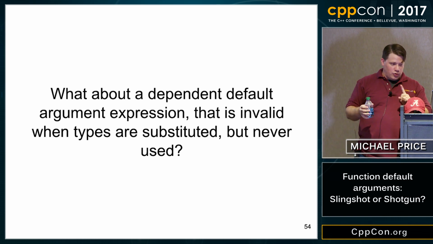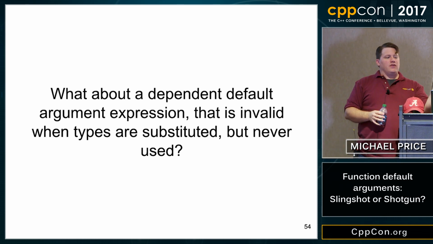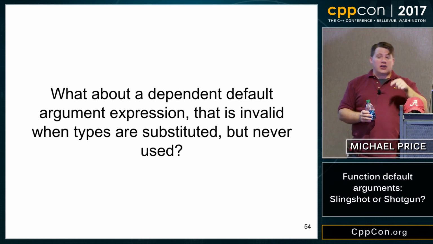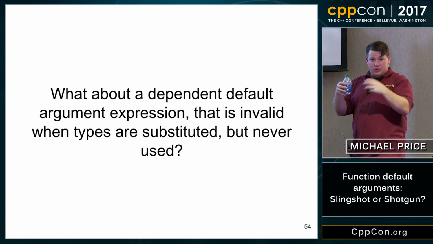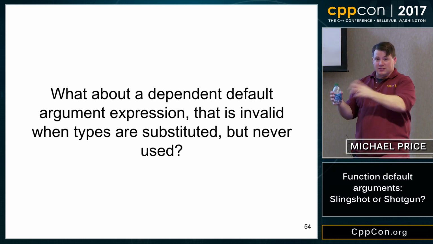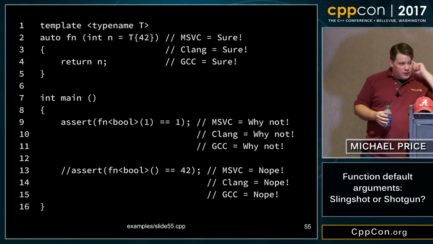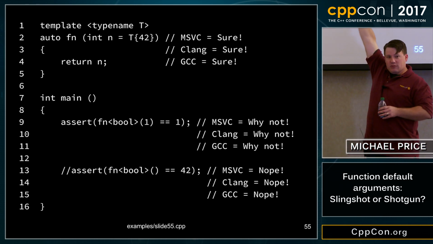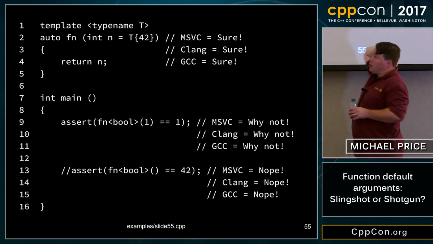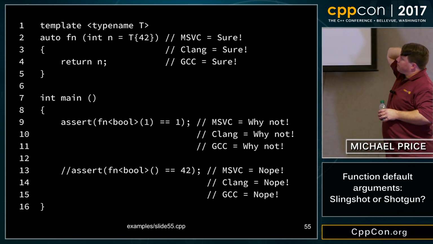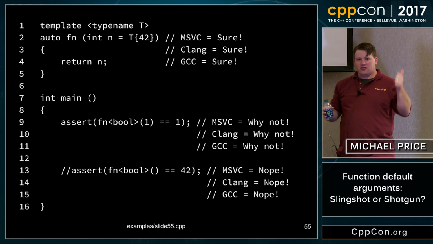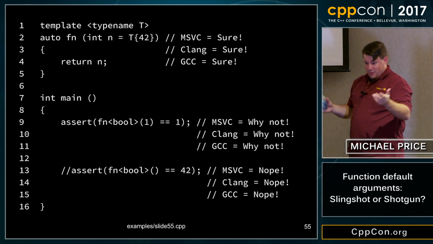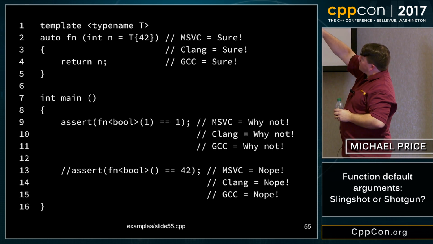Okay, there's one other variant of this. What if the default argument is dependent, but it's actually invalid once you determine the dependence, like you substitute a type in, and now it's invalid? This time, I'm actually doing this cast with the type that was given to me, on line 2. If I give it an int, it should be peachy. If I give it a bool, like in the previous example, what's going to happen?